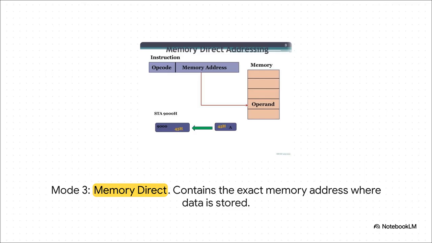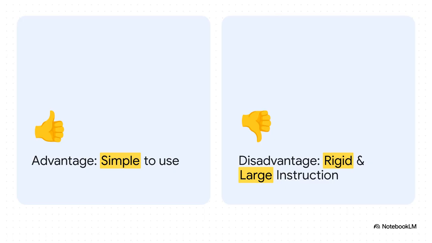The instruction contains the exact literal memory address where that piece of data lives. So this is a pretty simple way to access a huge amount of data in memory, way more than you could ever fit in those little registers. But again, there's a trade-off. The instruction gets bigger because it has to hold that full address, and it's rigid. It always points to that one specific spot.